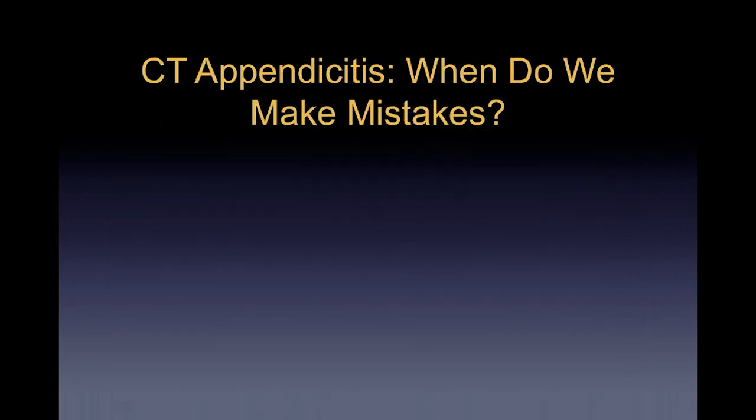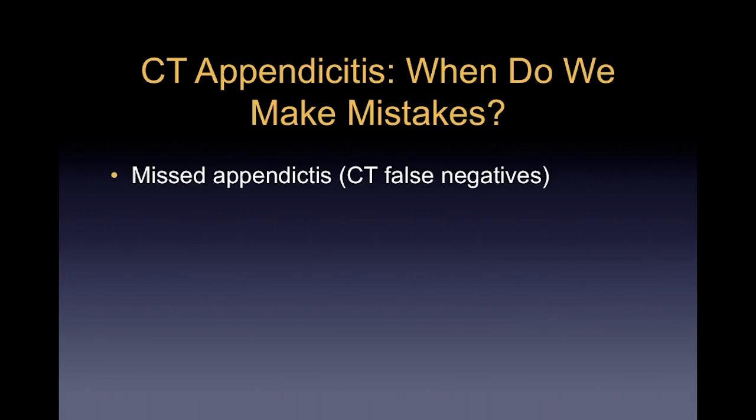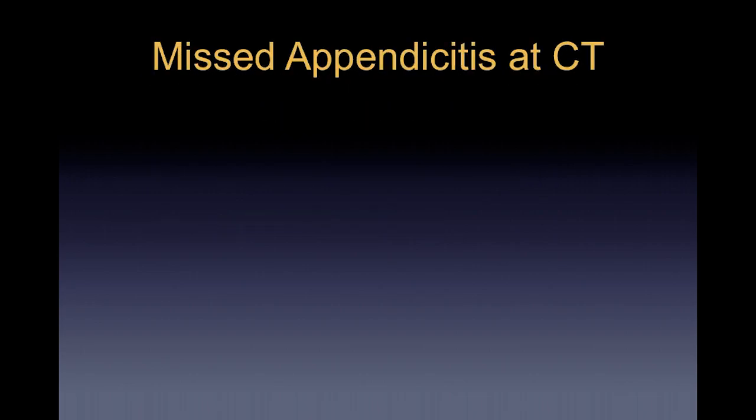So when do we make mistakes in this diagnosis? So those are the pitfalls, but there are also certain scenarios where we tend to make mistakes repeatedly. So let's look at those. And what we're talking about here in terms of mistakes is either missed appendicitis, so our CT false negatives, or overcalls, so where we don't actually have evidence of appendicitis on the scan and we call it appendicitis.